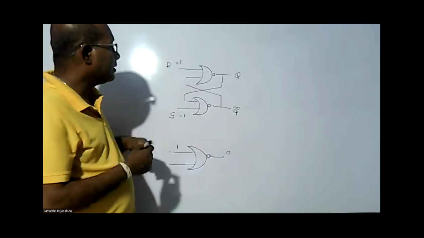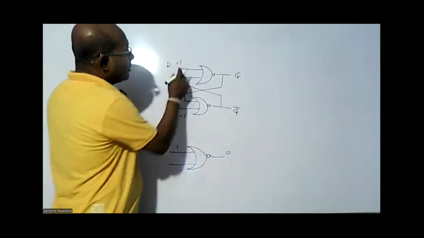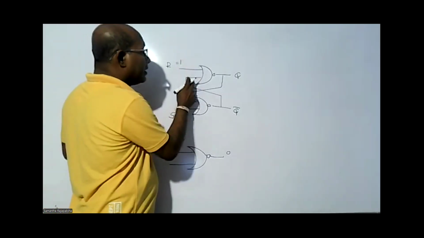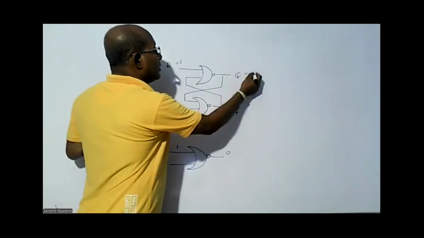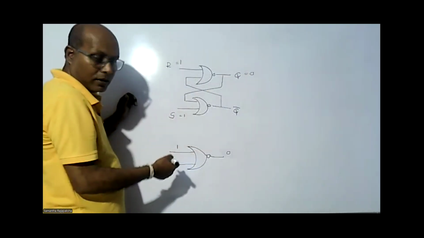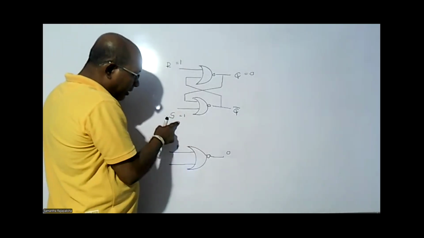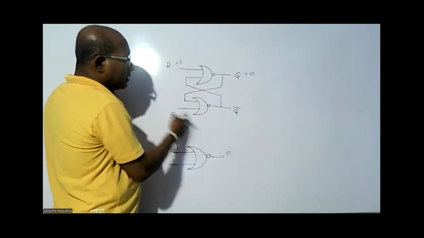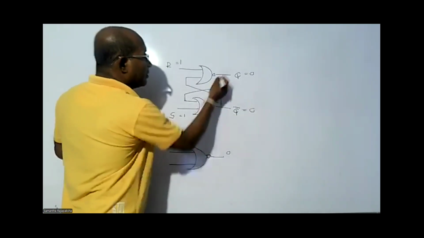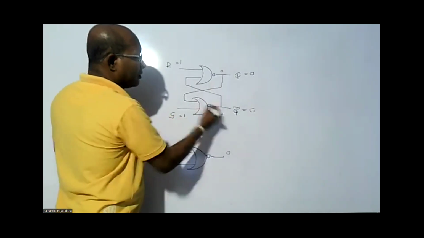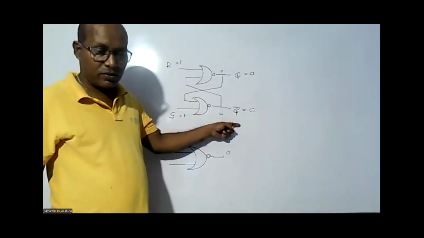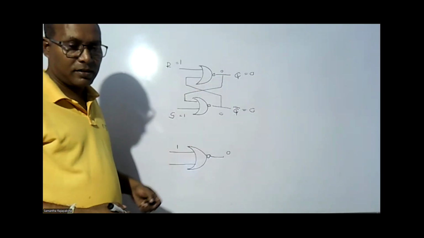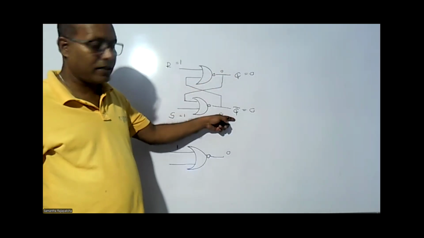So, if you look at this, when this is 1, I don't need to think about this one. When this is 1, the answer will be 0. And when this is 1, I don't need to think what the other input is, the answer will be 0 here. Because this answer will be 0 and 0, you can see Q also 0, Q bar also 0, which is invalid. Because if Q is 0, Q bar should be 1.